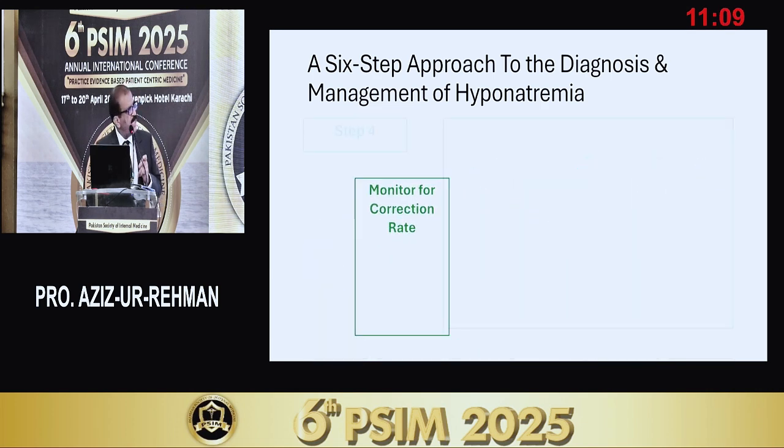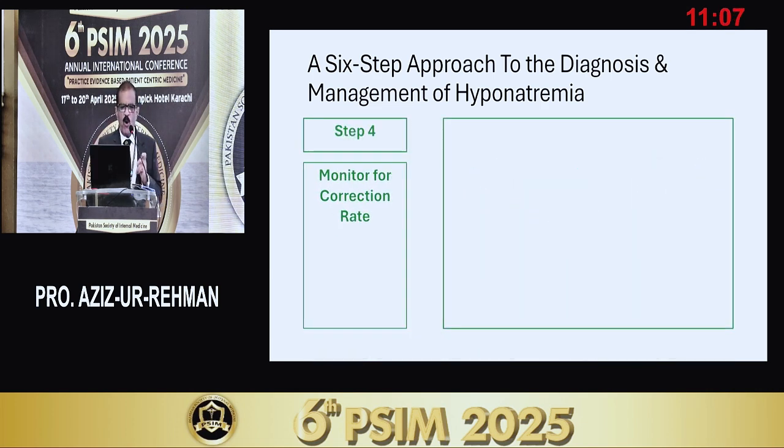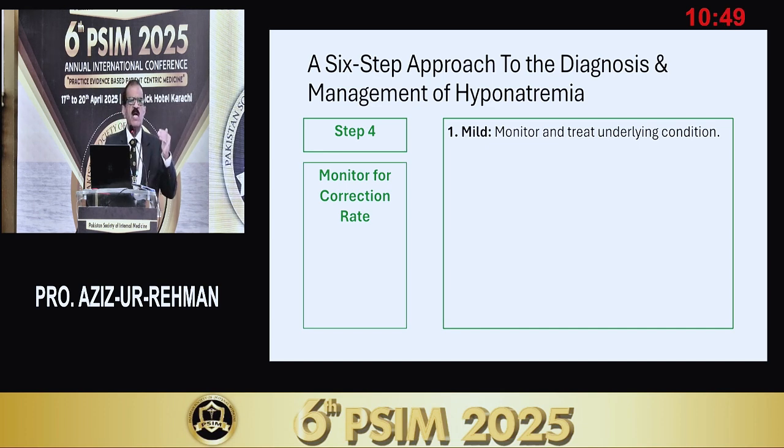Now let's take the fourth step, monitor for correction rate. Now it would of course depend on the severity of hyponatremia, how symptomatic the patient is, and also the duration of hyponatremia. If it is mild, just monitor and treat the underlying condition. Say the patient has come with vomiting and diarrhea. If you treat the underlying condition, I'm sure the body has a lot of capacity to correct mild hyponatremia on its own. Of course, some water and salt may be given.